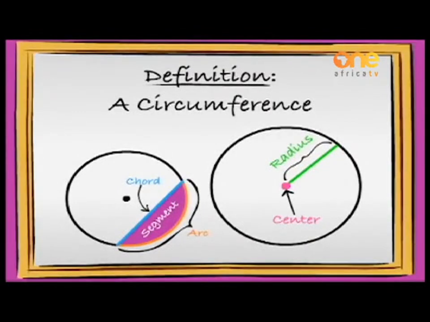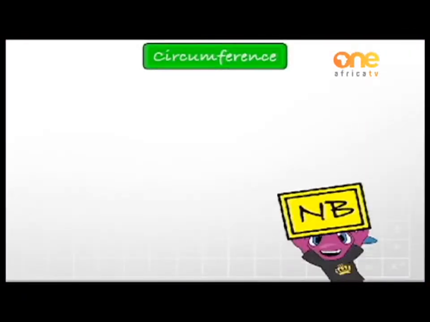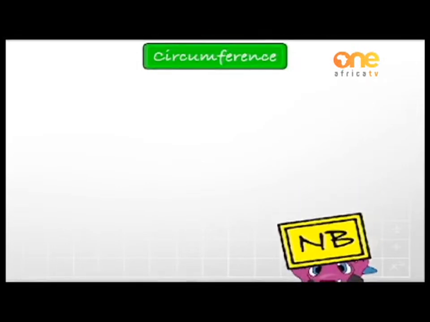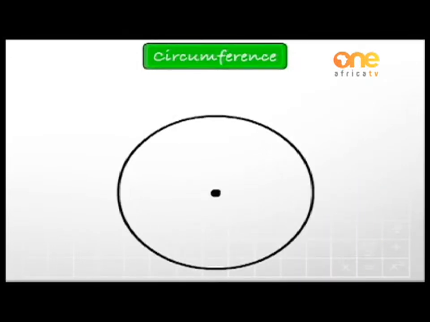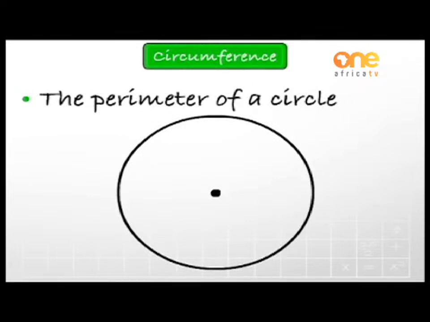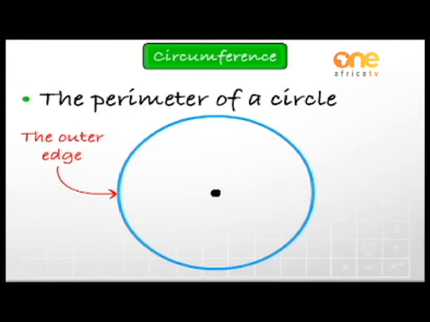We will now look at the final definition of a term that is used in circle geometry. This is probably the most important of all terms relating to circles. It is the circumference of a circle. What is the circumference of a circle? The circumference of a circle is the perimeter of a circle. In other words, the circumference of a circle is the outer edge of the circle.